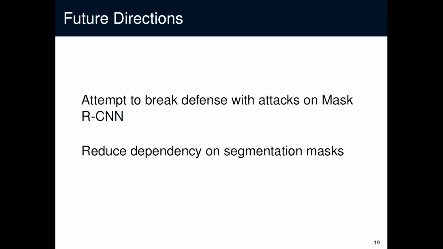So there are a few directions for future work here which we think are important to look at. The first one is to attempt to break this defense with attacks on the Mask R-CNN itself, essentially. So we need to break the underlying mechanism in order to reduce the classification accuracy of the whole system. And then the second part is to reduce the dependency on the segmentation masks themselves, which are expensive to annotate. So these form the two directions of future research we're looking at right now.